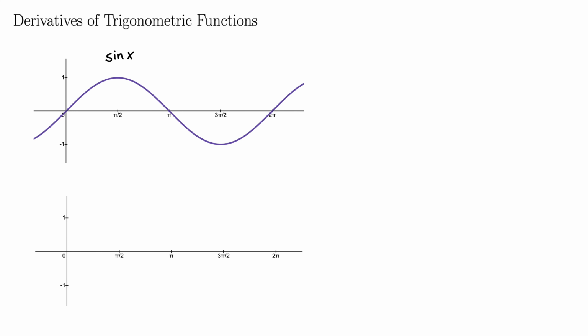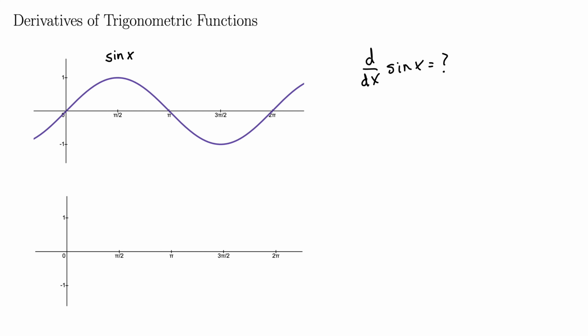Now that we've worked a fair amount with derivatives, we're ready to take a look at the derivatives of trigonometric functions. And I can't think of any better place to start than with sine x. So the question is, what is the derivative d by dx of sine x? Okay, and we'll give a proof of this a little later, but we can come up with an answer right now.